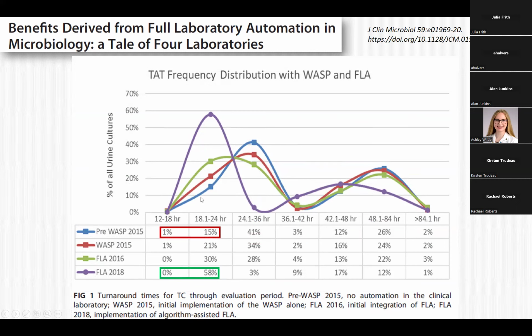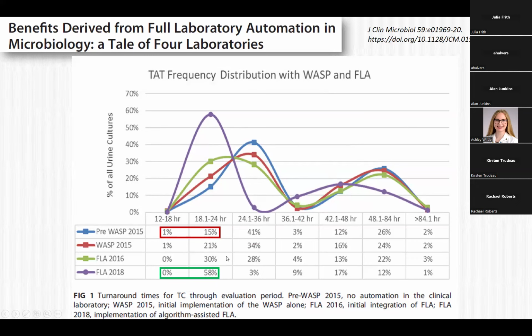I don't like the graph at all. I don't like the way they did that, but the important thing to look at is the change from this blue line down, which was before, to the purple line, which is after full implementation of the whole thing. So there was a decrease in turnaround time for urine cultures. And I think the important thing is looking at this right here. They went from 16% that could be finaled in less than 24 hours, to 58%.